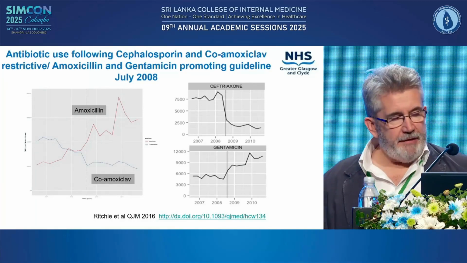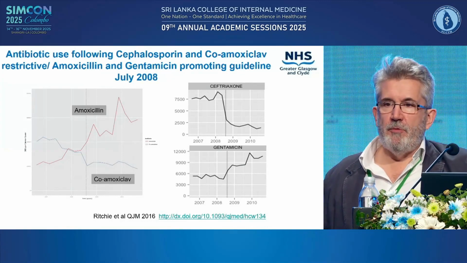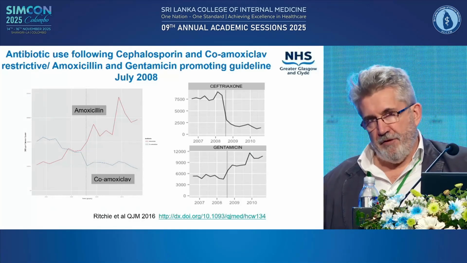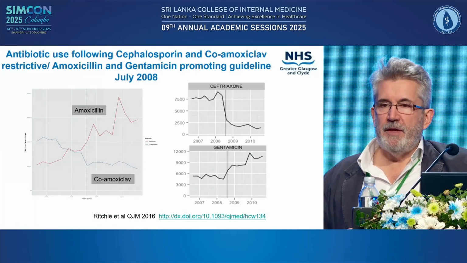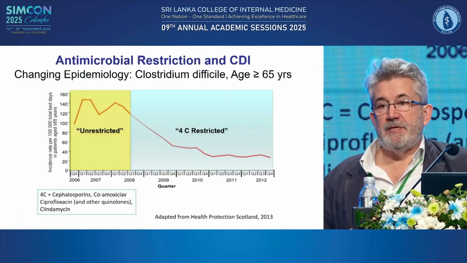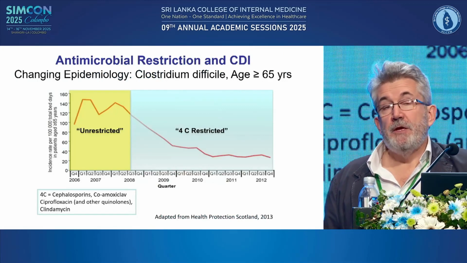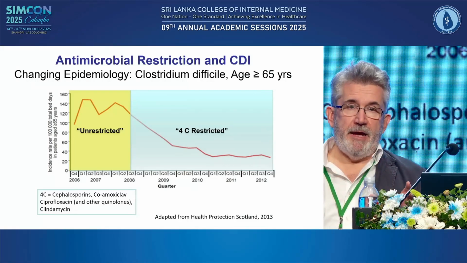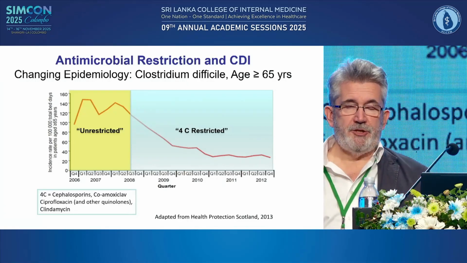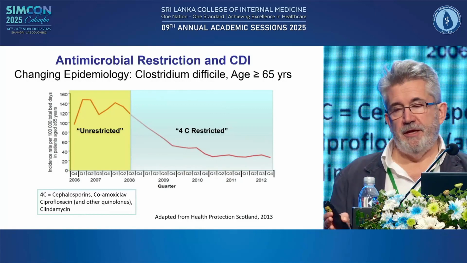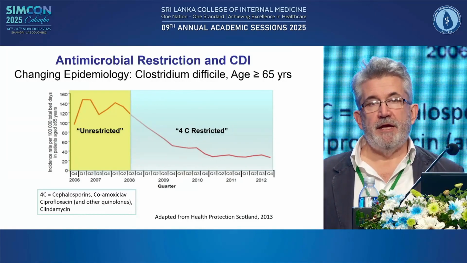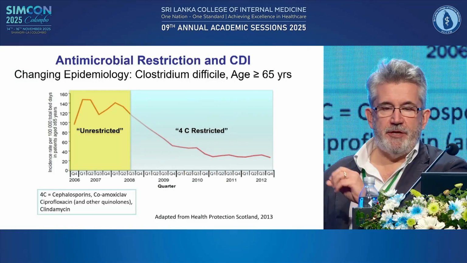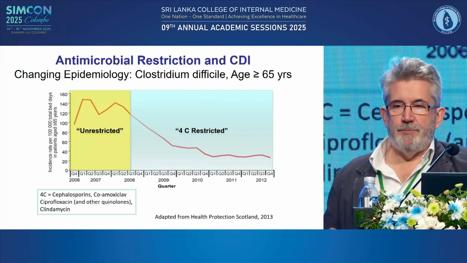We stopped using cephalosporins, we stopped using co-amoxiclav, and we went back to basic antibiotics, like they did back in Killearn Hospital. And this is what happened to Clostridioides difficile. So we didn't just do it in that hospital, we did it in all of the hospitals in my health board, which covers a population of 1.3 million, and then we did it all over Scotland. And essentially, almost overnight, this infection, Clostridioides C. diff, disappeared.